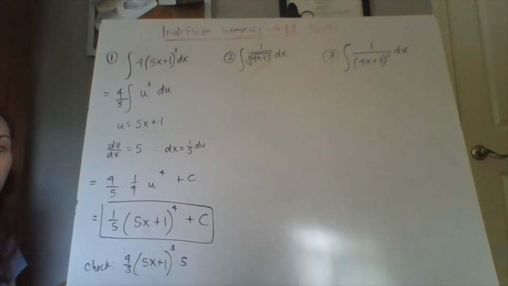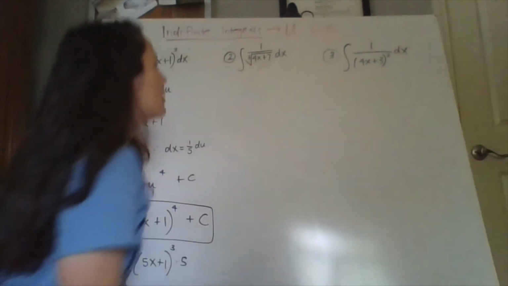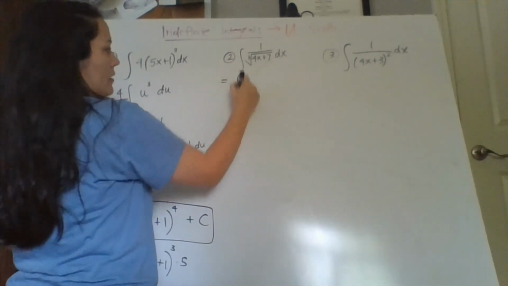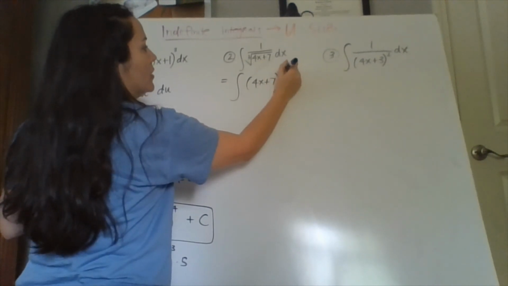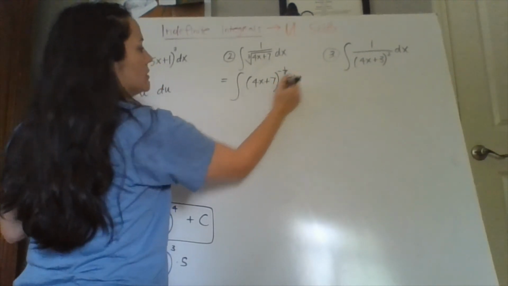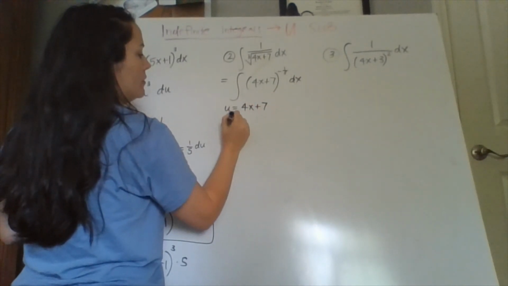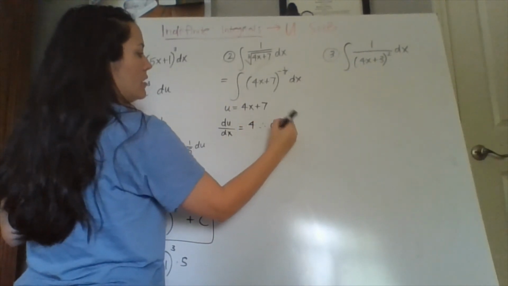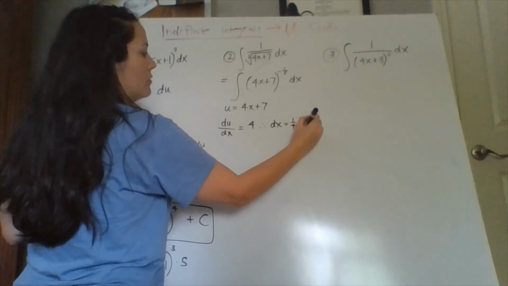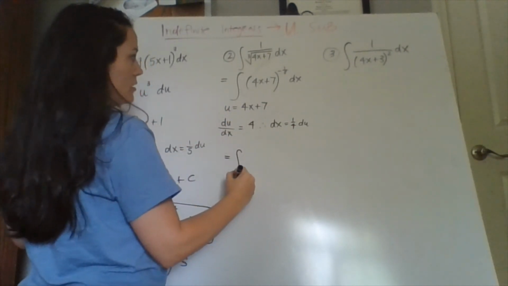All right, so we're going to do the same thing for number 2, but this time I included one that had a cube root in the denominator, so I'm going to need to rewrite it first. So first thing is a rewrite. It's the integral of 4x plus 7 to the negative 1/3 power dx. So I know what u is, 4x plus 7. I know what the derivative of u with respect to x is. It's 4, and then I can say that dx is equal to 1/4 of du, and I'm ready to plug it in.